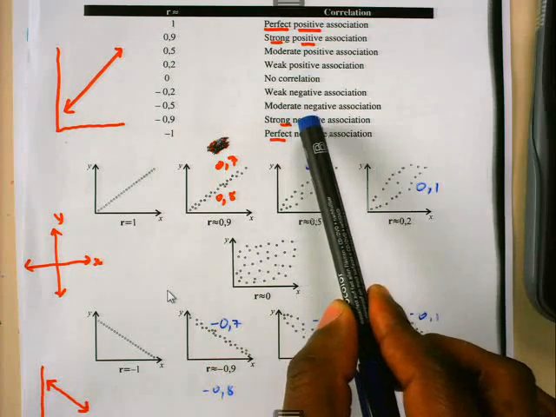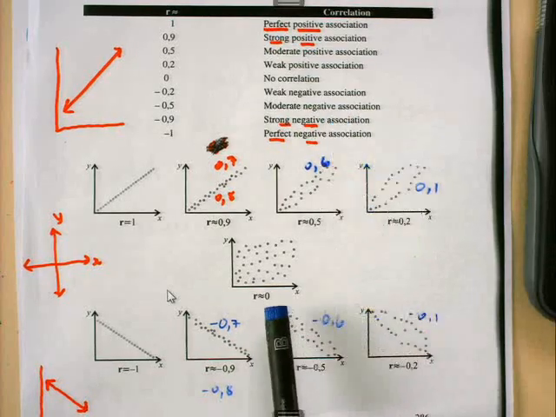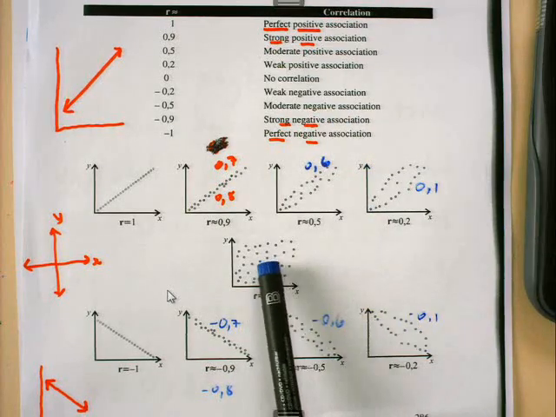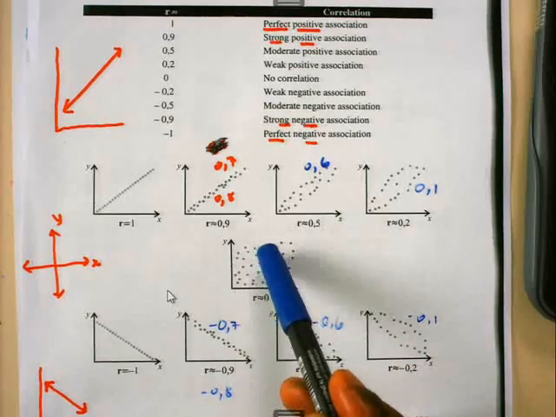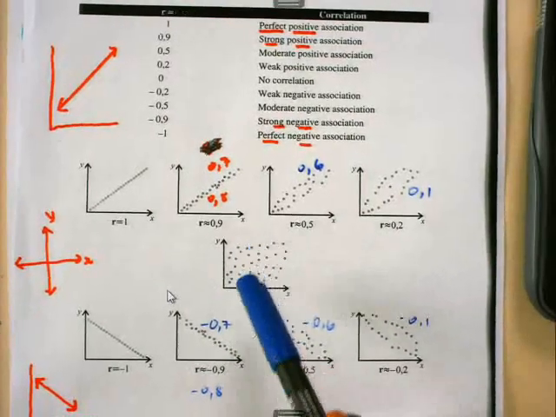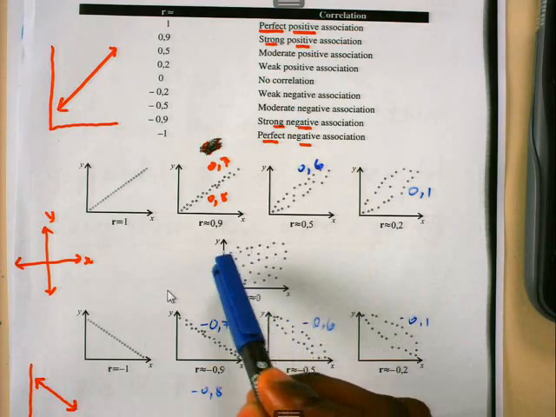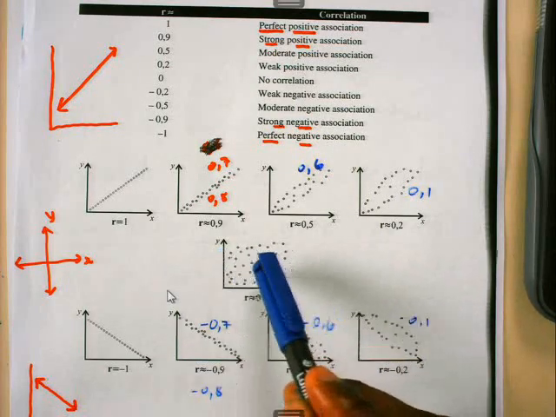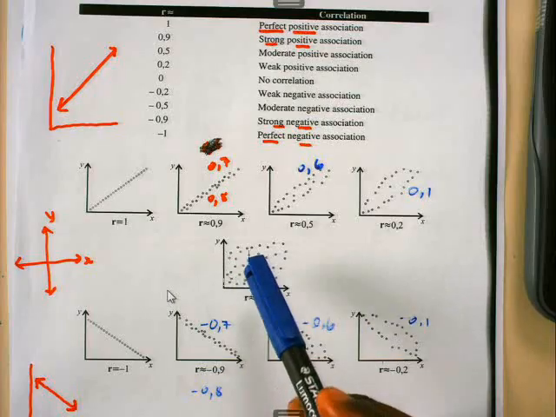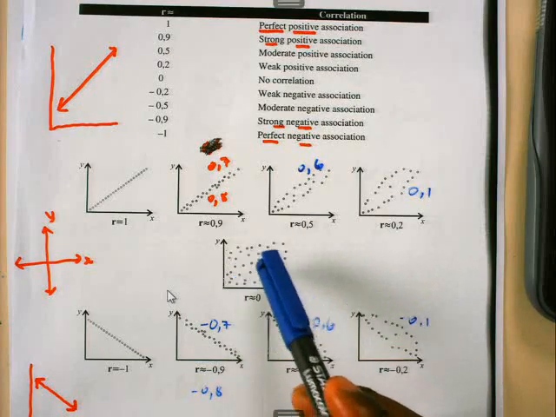A strong negative. But now when R is 0, look at these points. Remember, this is your scatter plot. You have plotted the points here. Look at those points. They don't tell you of any relationship between the x as well as the y. It doesn't tell you of anything. So it says no correlation. There's no correlation at all.